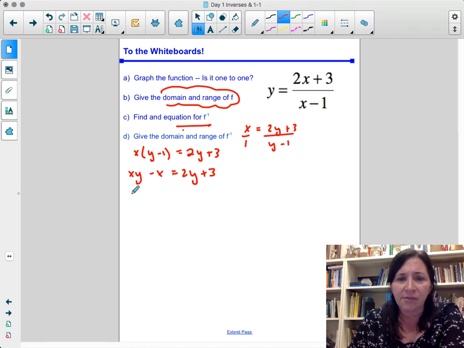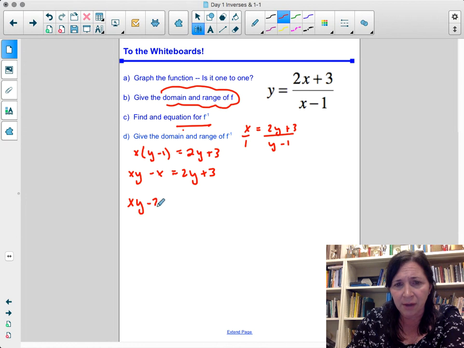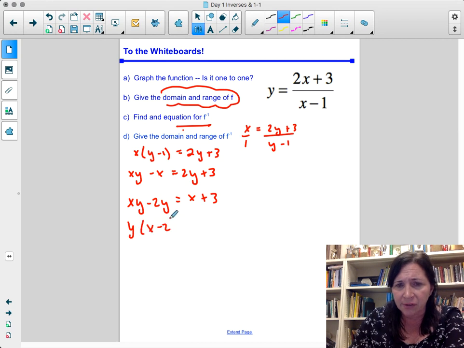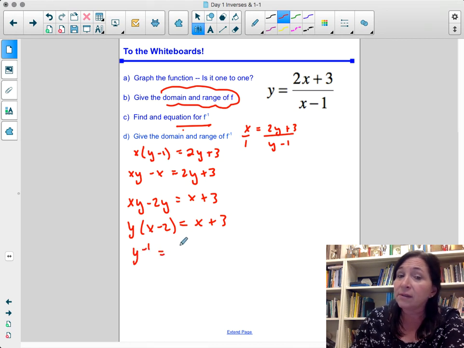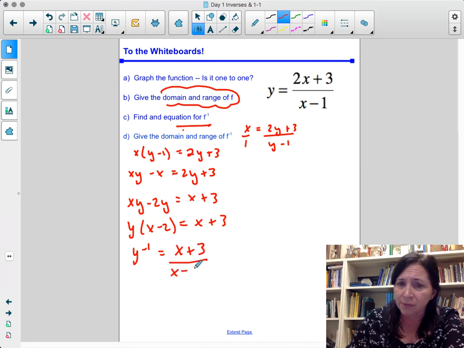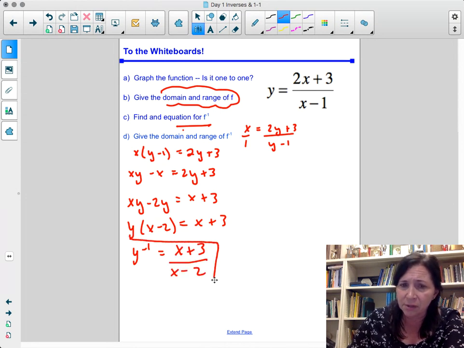I'm going to solve for y, so I'm going to move this y over to the other side. I have xy minus 2y equals x plus 3. I'm going to factor out a y, getting y times (x minus 2) equals x plus 3. And I'm going to divide by x minus 2, which now gives me my y inverse equals (x plus 3) over (x minus 2). So here's my inverse.